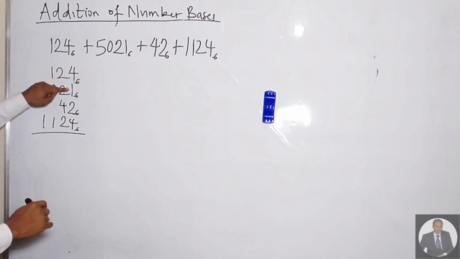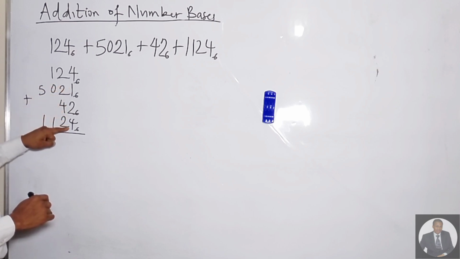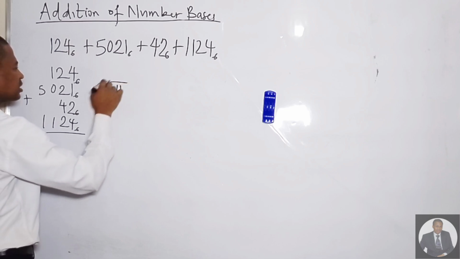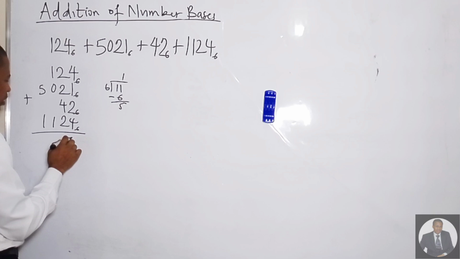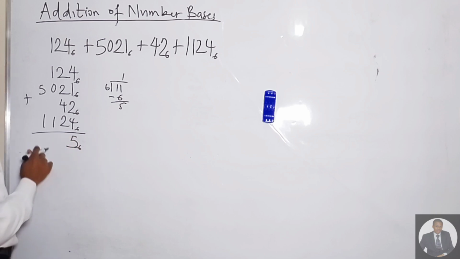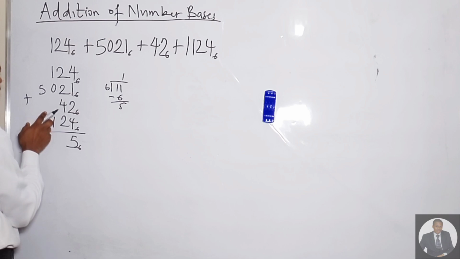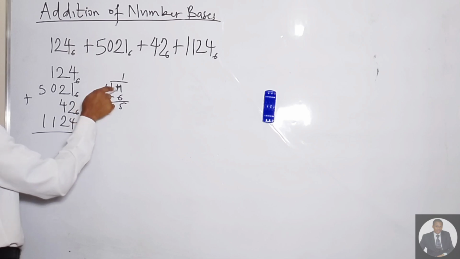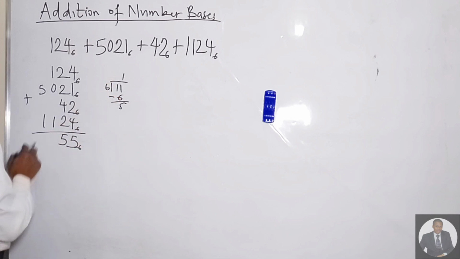4 plus 1, 5. 5 plus 2, 7. 7 plus 4, 11. So how many 6 is in 11? 1. It remains 5. So we write 5. 2 plus 2, 4. 4 plus 4, 8. Plus 2, 10. Plus this, 11. So write the same. How many 6 is in 11? 1. It remains 5. Write the 5 that remains.